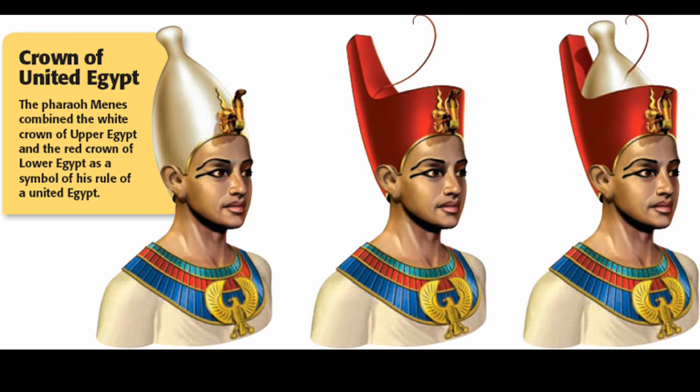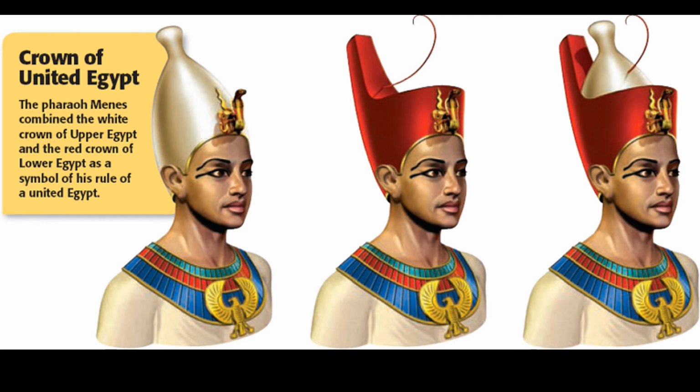Notice that in the text there, it says the pharaoh Menes. Sometimes he is referred to as Menes. I'm not sure exactly why that is. Perhaps it has to do with his real name versus his pharaonic name. But for our purposes, we'll stay with Narmer.